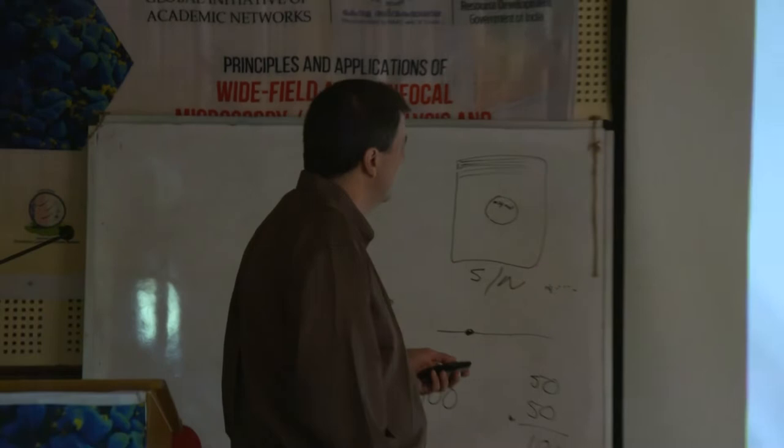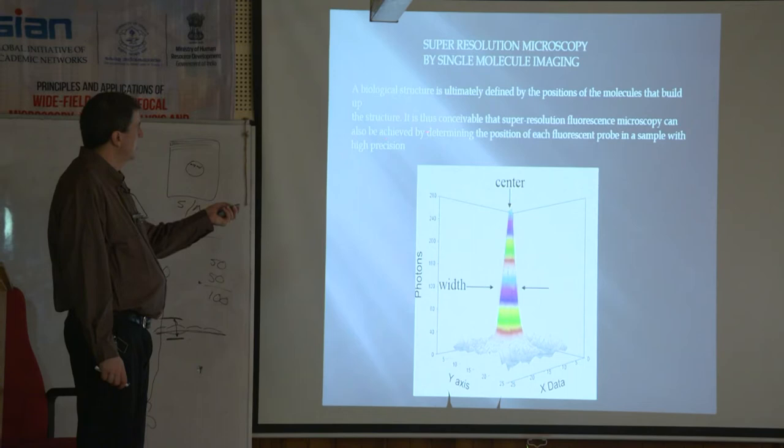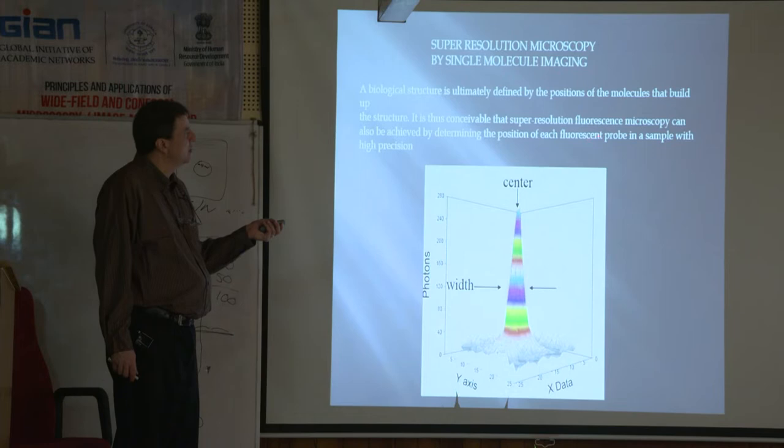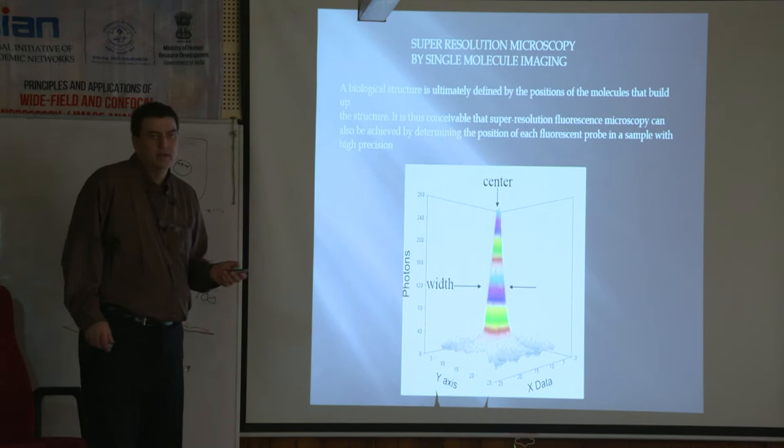Okay, but anyway, the idea is, so it is thus conceivable that super resolution fluorescence can also be achieved by determining the position of each fluorescent probe or dot in a sample with high precision. So if you could put all the dots back together, you could build the object again, okay?